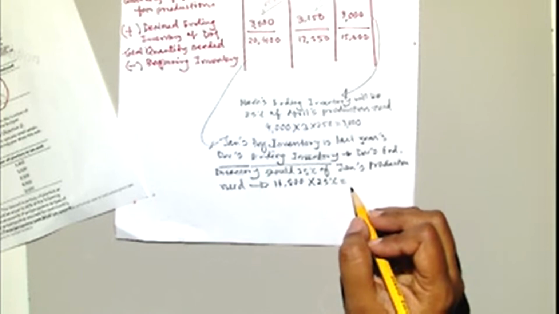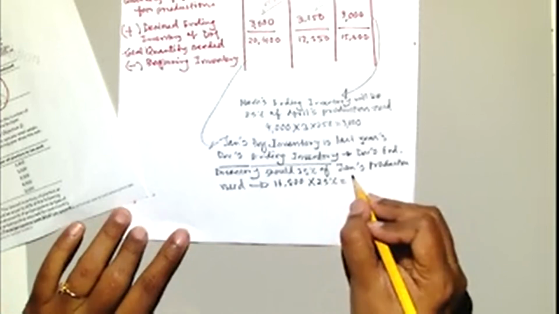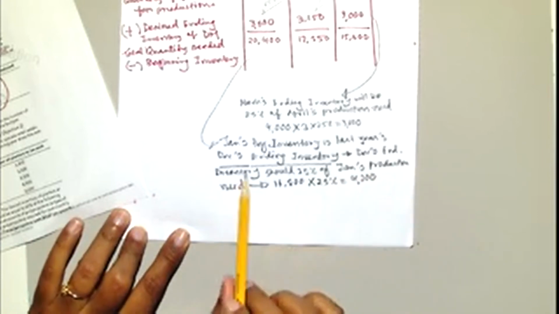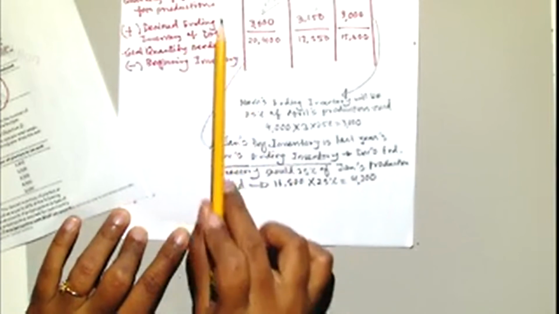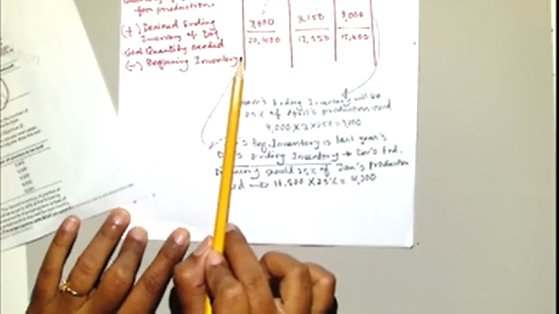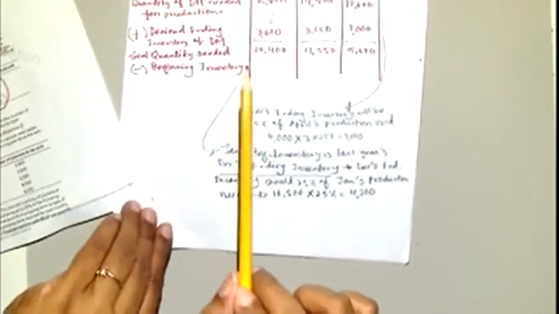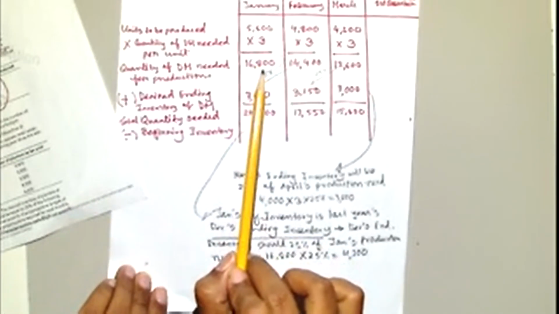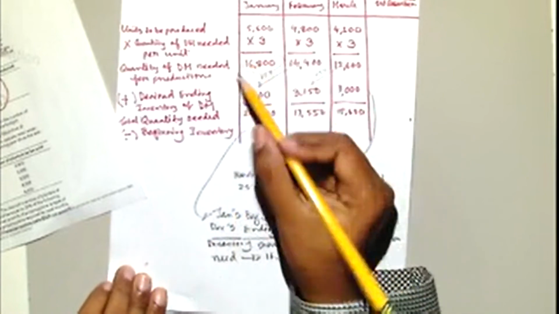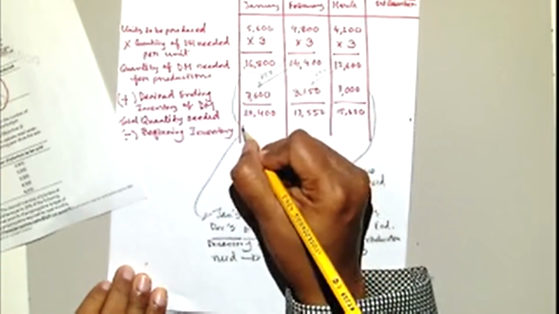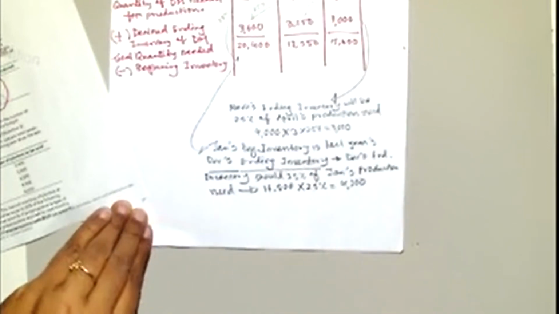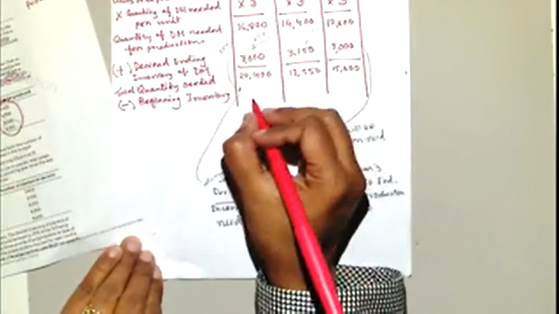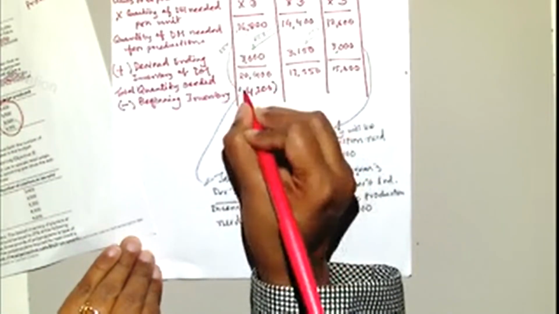Yeah, do you have any number? Yeah, Julie? 4,200. And how do I get it? December's ending inventory should be January's beginning inventory. December's ending inventory should be 25% of your January production need. Or you can also write it down here. 25% of it. So if you take 25%, which is 4,200, that's your beginning inventory for the month of January.